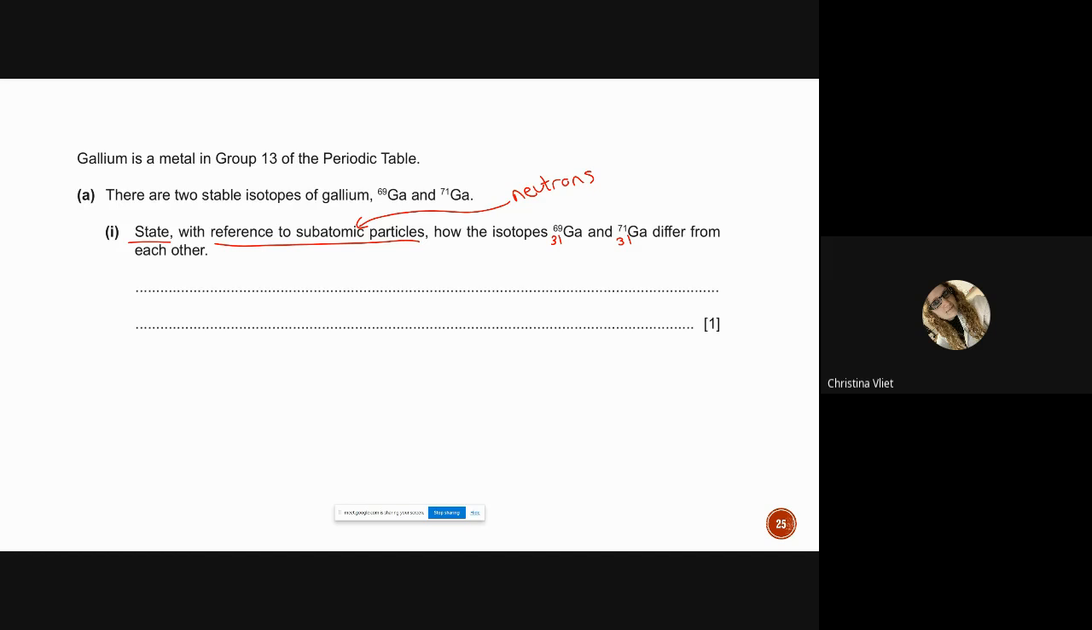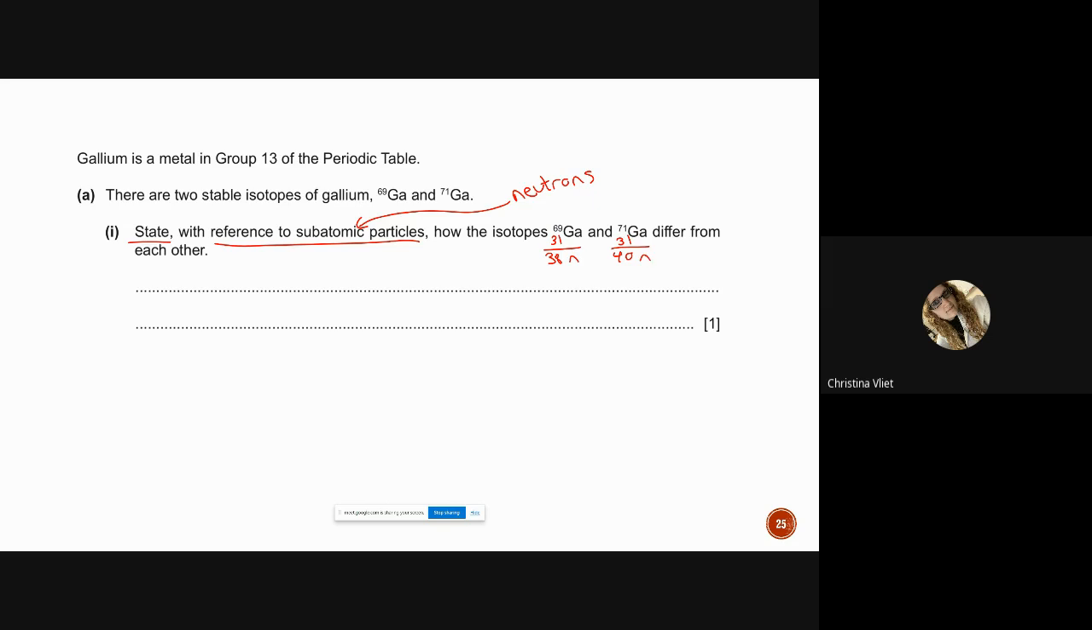Have you made an incorrect statement? No. Have you answered their question? No. You have to answer the question. The question is, how do these two differ from each other? So let's go ahead and do that quick calculation. For gallium 69, how many neutrons does it have? 38. For gallium 71, how many neutrons?